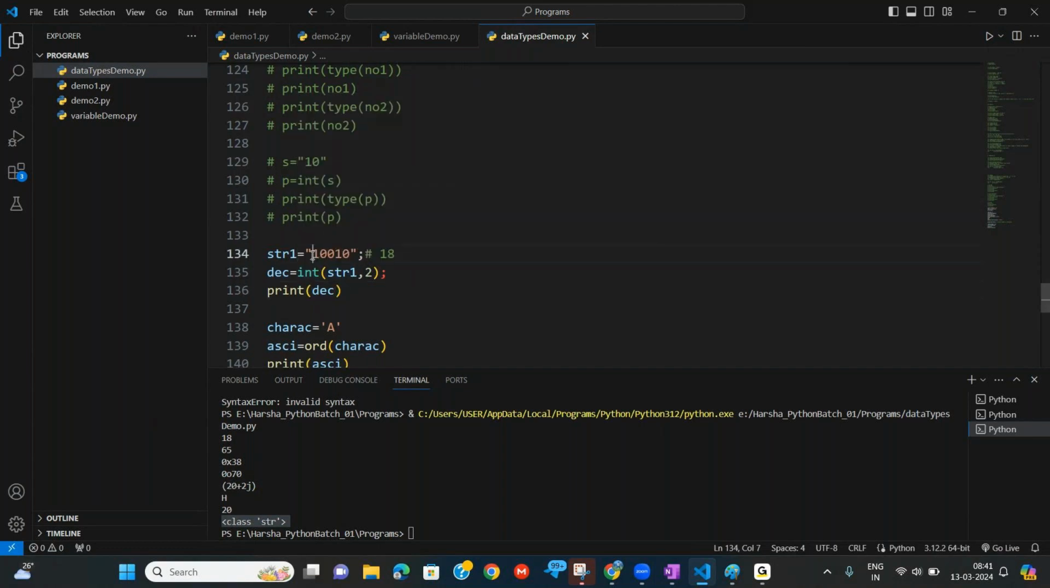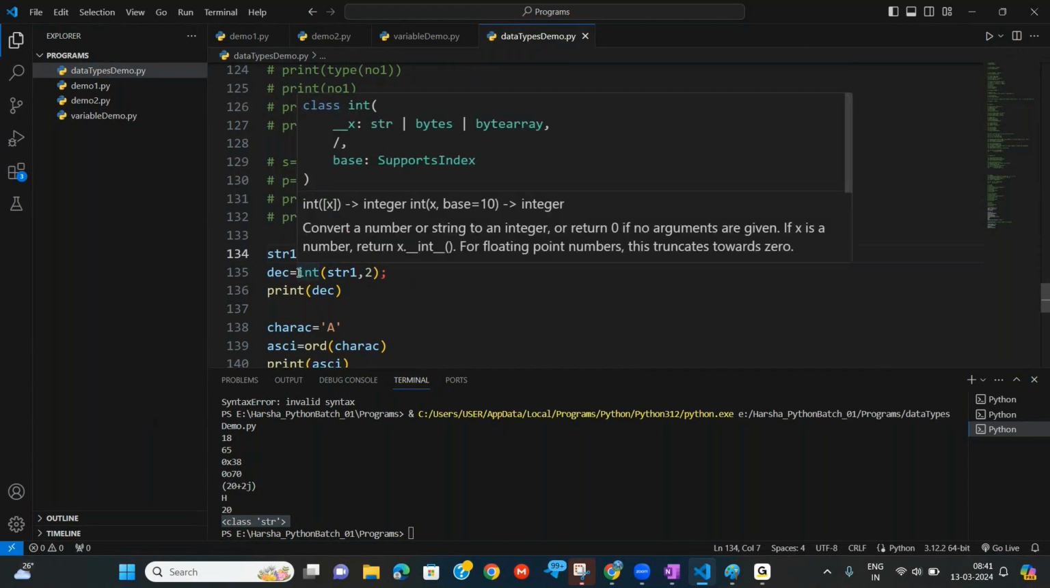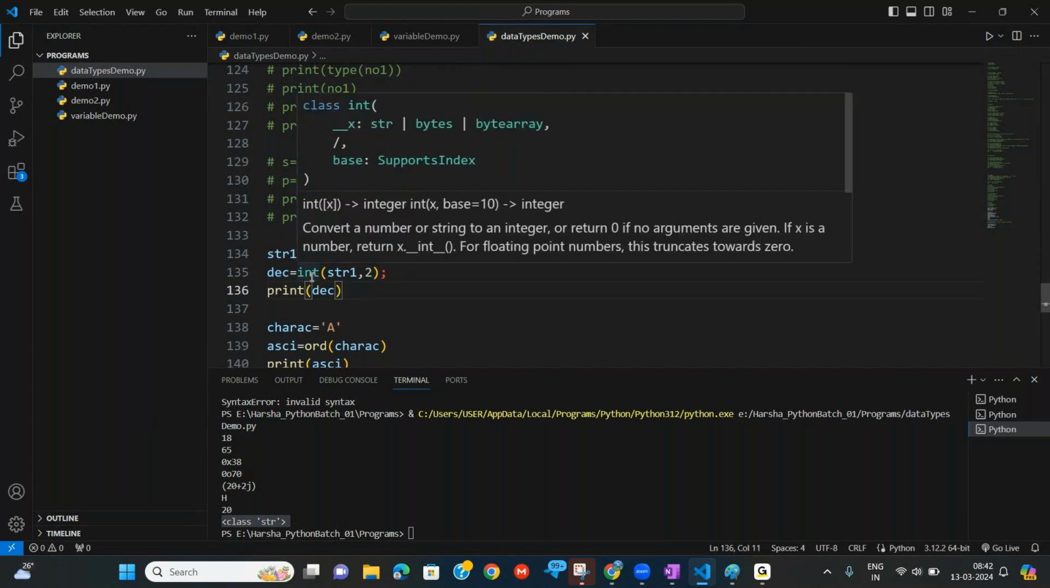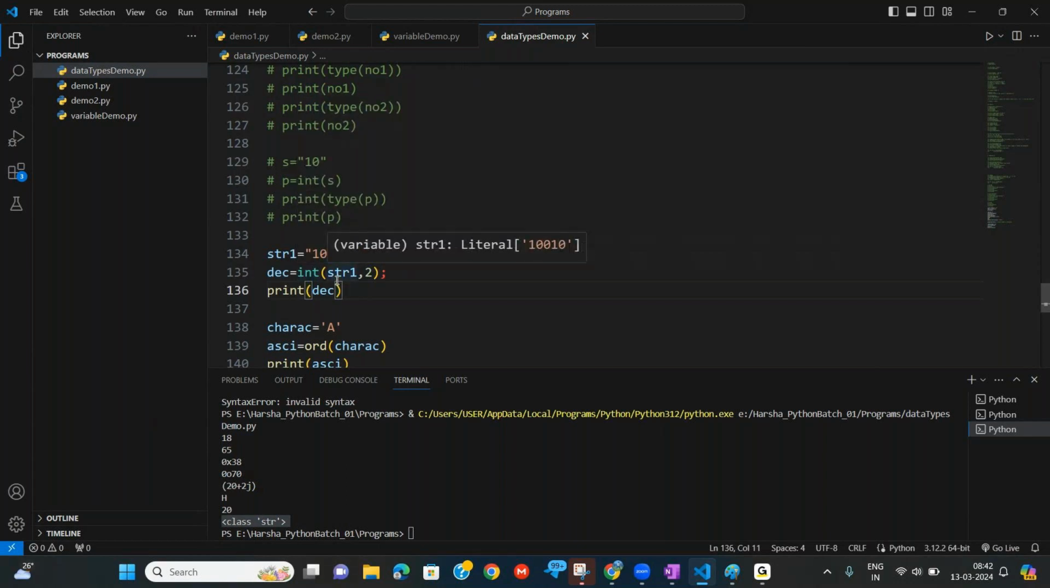So see, what is the purpose of int? Tell me. It converts, making it an integer. Whom is it going to make an integer? The string variable upstairs? No, any other type, not string type. Here str1 is a string, that's fine. But what is the purpose of this int method? It will convert any other type, apart from integer type, to an integer type, right?